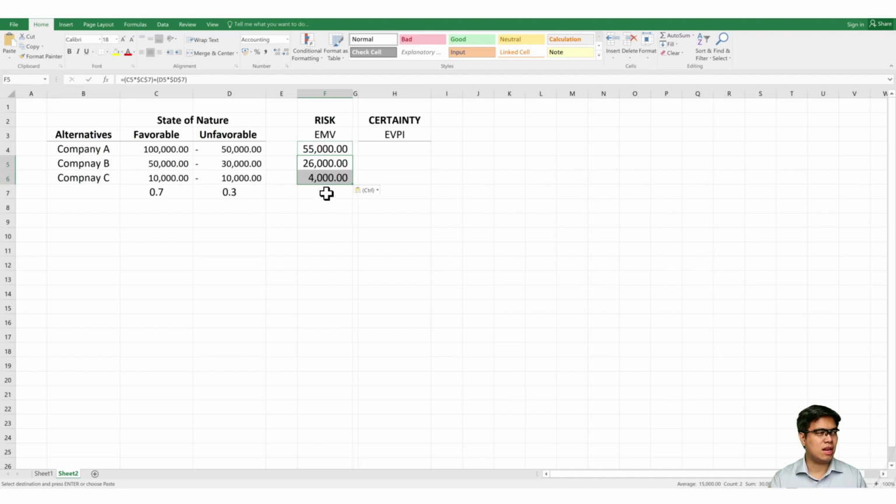So under this criteria, you have these different outcomes. So how do you determine which one is the best outcome? You go back to the objective of the scenario again. Since you're investing money here, your goal is to maximize your return. So you want to choose the highest EMV, which in this case is 55,000. So under risk, company A is the best option.